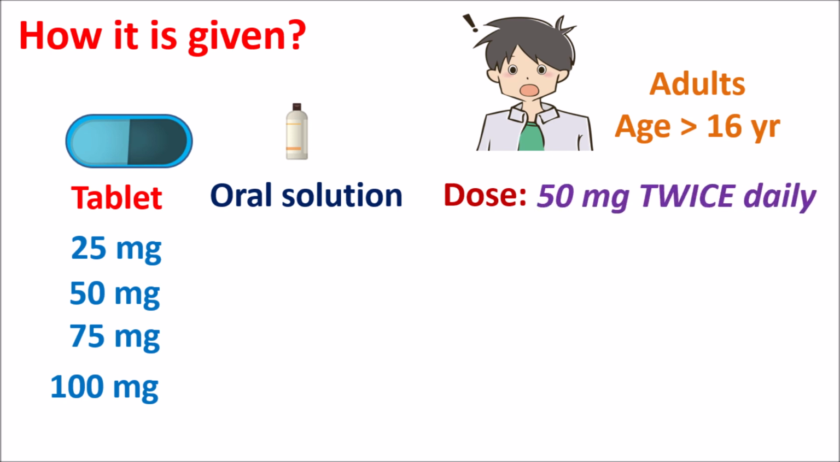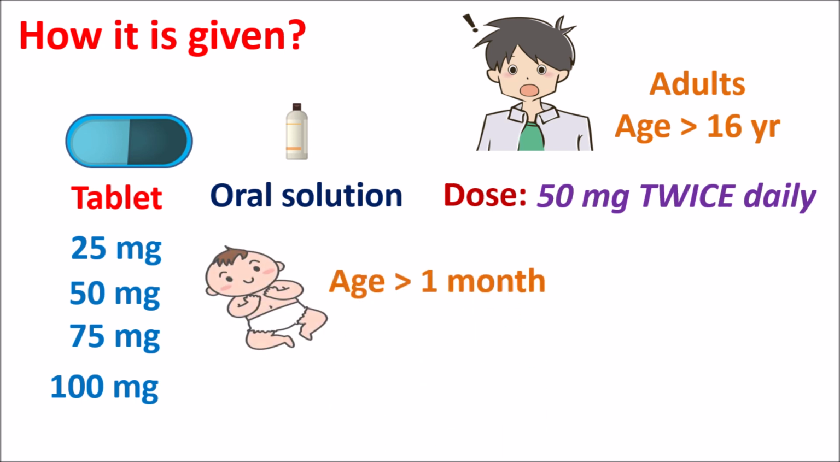So initially it is started at a dose of 100 mg per day, which can be increased to a maintenance dose of 200 mg per day given as divided doses. So during the maintenance, it can be given 100 mg twice daily. But in few of the people, the dose can also be reduced such that it can be given as 25 mg twice daily. Interestingly, this drug can be given in children with age greater than 1 month.